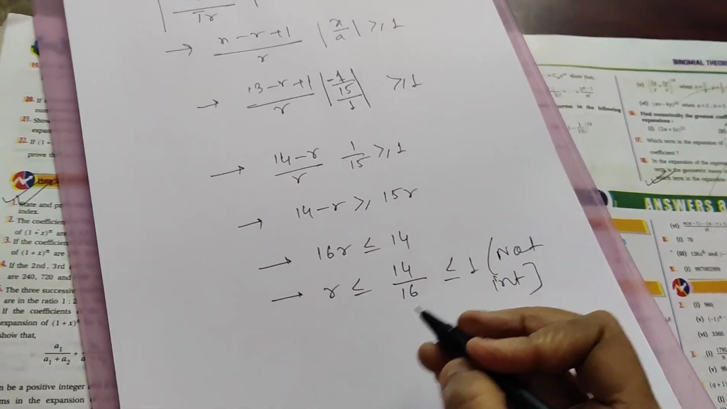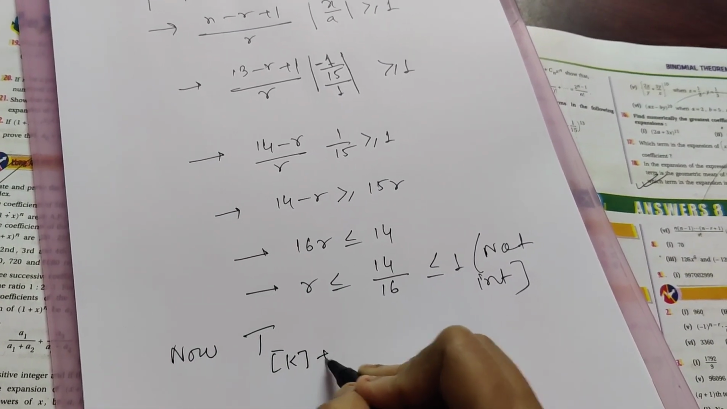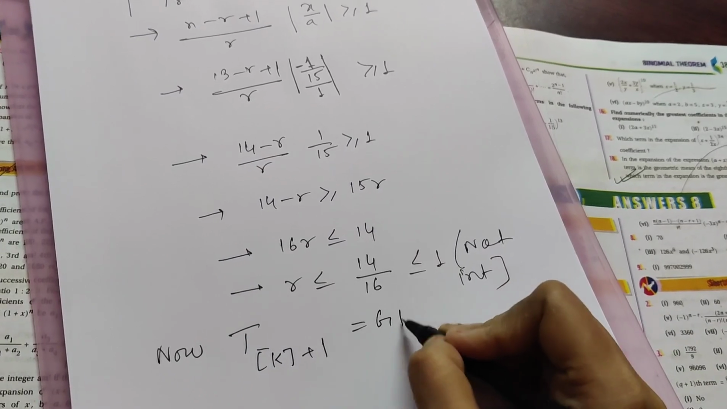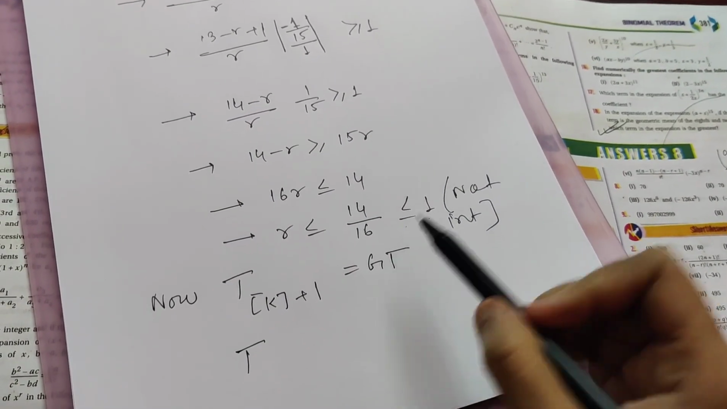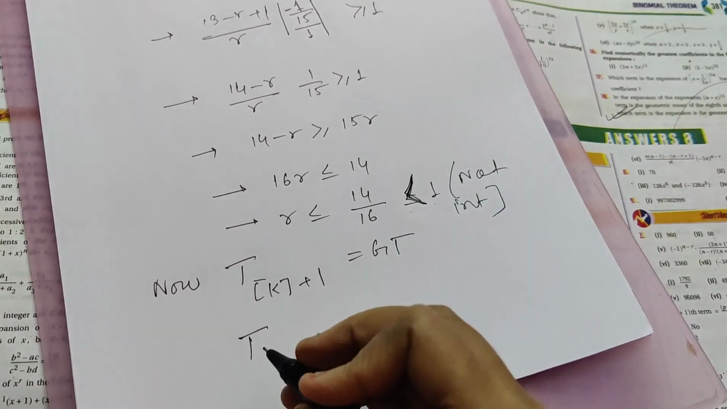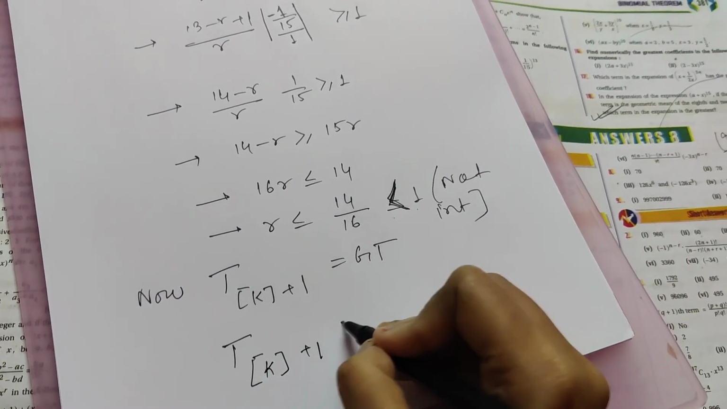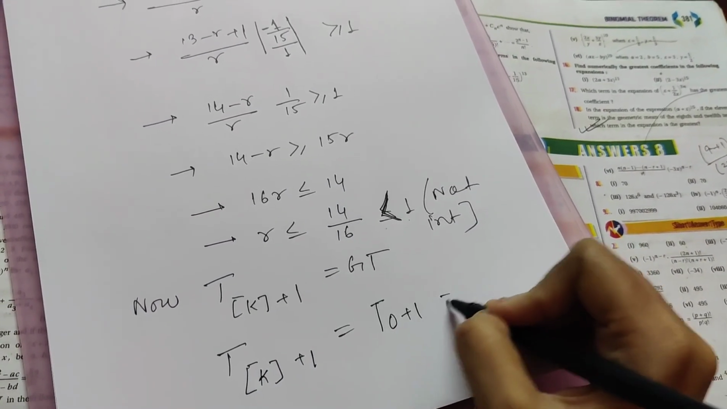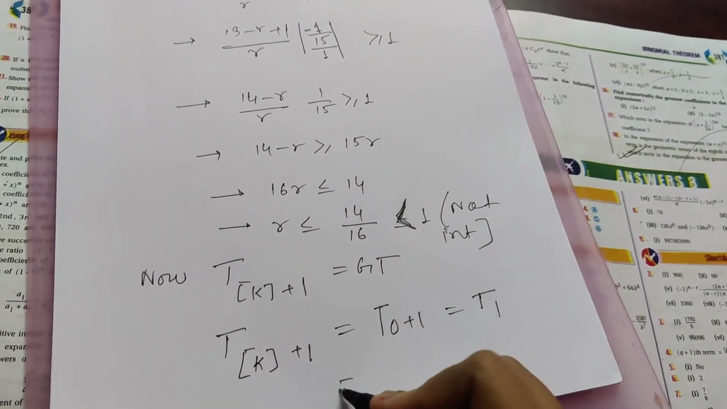What is important? Now t box k plus 1 is the greatest term. Because this is less than 1, therefore box k will be 0 plus 1, that is t1. Therefore the first term is the greatest term. What will be the term?